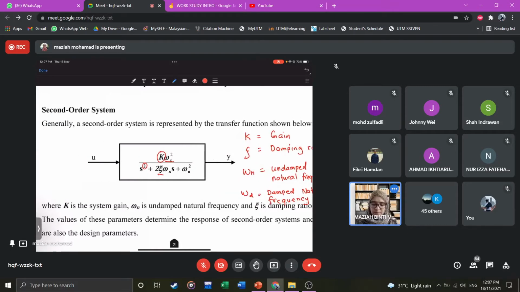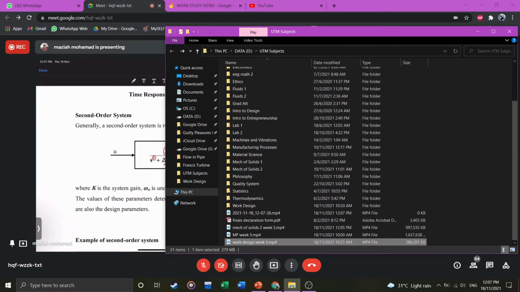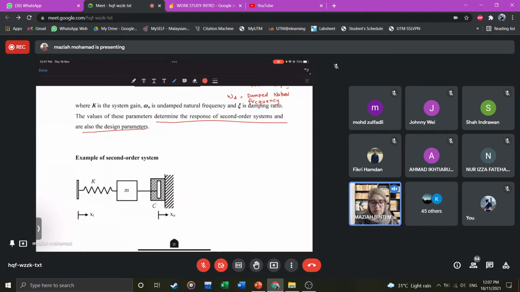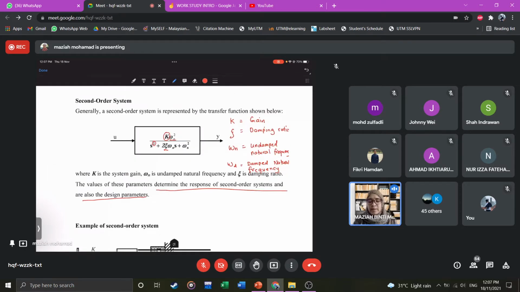Okay, so this parameter K determines the response of the second order system, and it is also a design parameter. Later on you will see, for example, if we discuss based on a mass spring damper system, the value that you choose for K, M, and C will determine the K, zeta, and omega n.